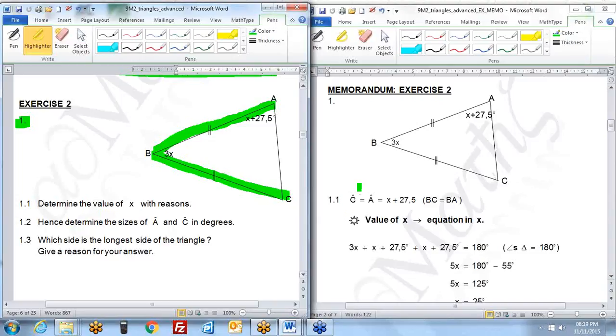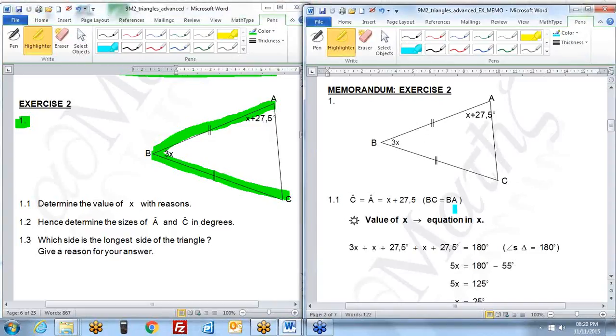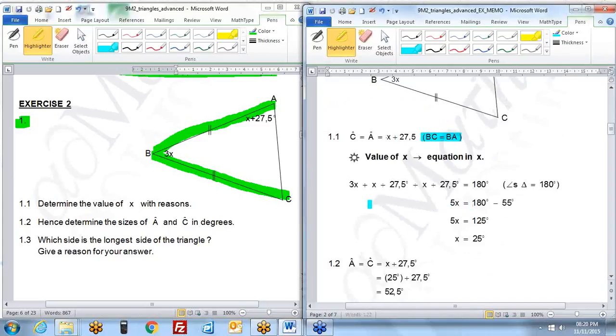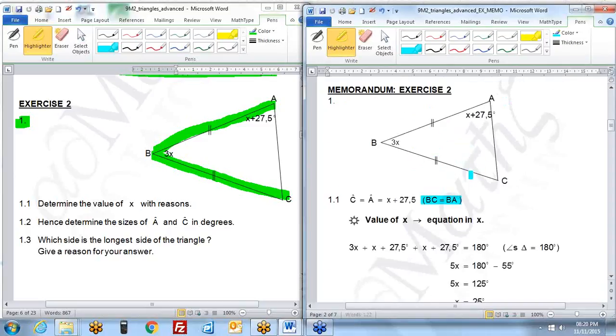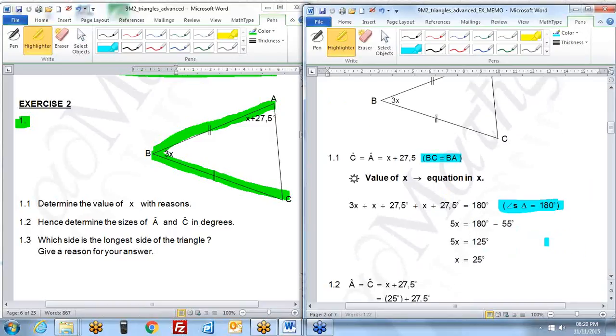So 1.1, the correct way of writing it down will be angle C equals angle A equals x plus 27.5 degrees, and the most important part, BC equals BA, or you can say BA equals BC. Then we add all three together and we equal that to 180 degrees, with the most important part, the reason: the angles of a triangle equal 180 degrees.